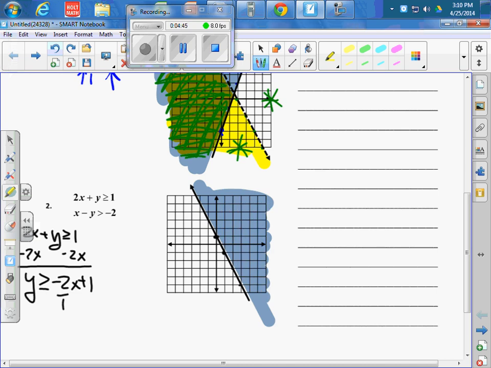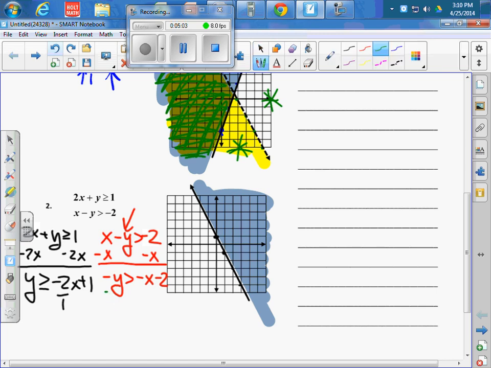Now let's take the other line. x minus y is greater than negative 2. I'm going to subtract x from both sides. Now think about what you have here. This is the opposite of y. Negative y is greater than negative x minus 2. And I have to divide by negative 1, right, to get that y by itself.